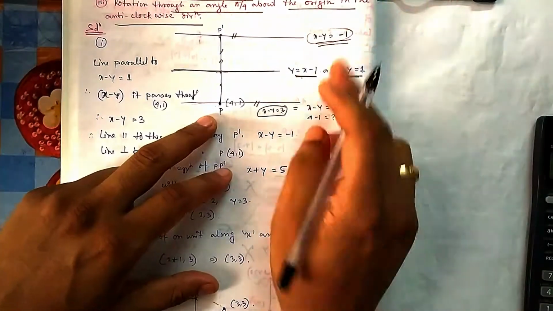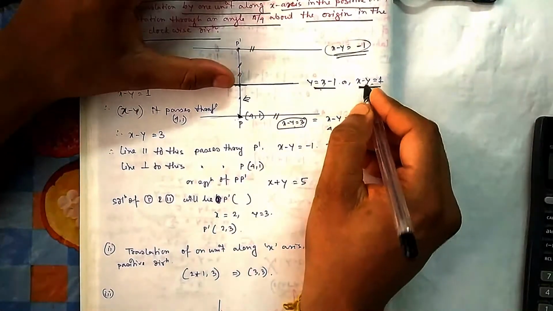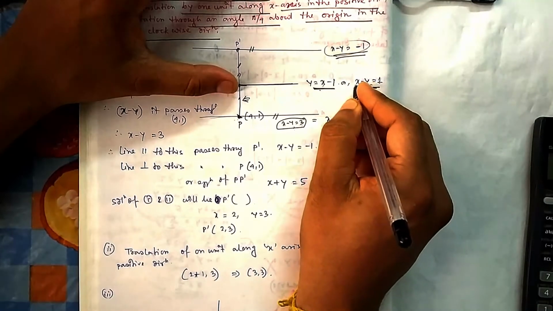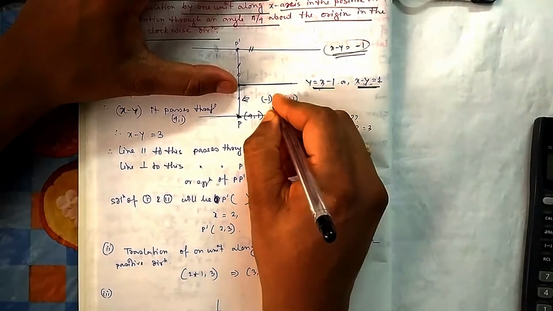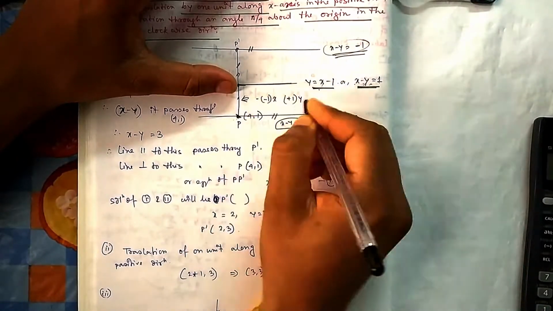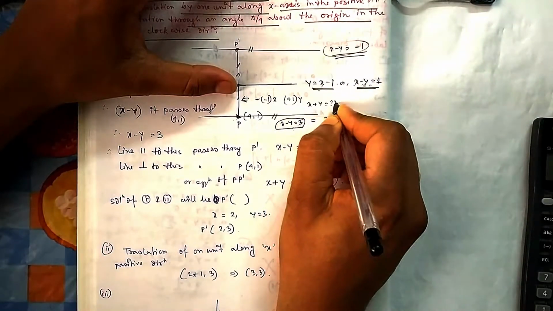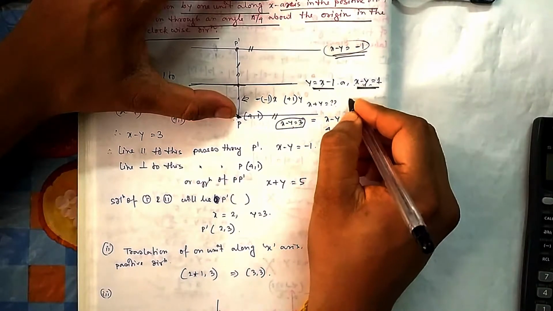Or if you are not getting how it is coming, you can do it this way. Let's forget about this line. You can find this line, because it is perpendicular to this line, so the x and y coefficients will change. It will be minus 1, then plus 1, and you change the sign of one of them. So it is x plus y equal to some constant. You put in 4, 1, because it passes through 4, 1, so the constant will become 5.